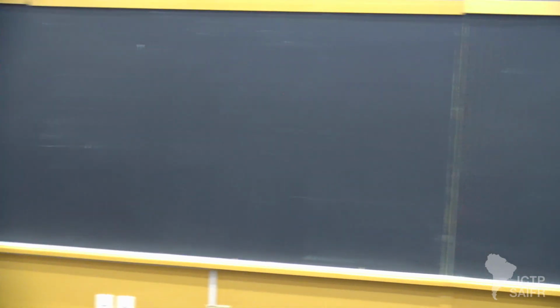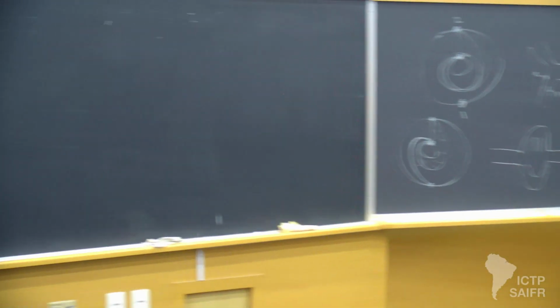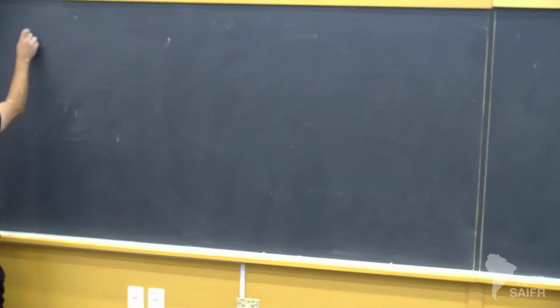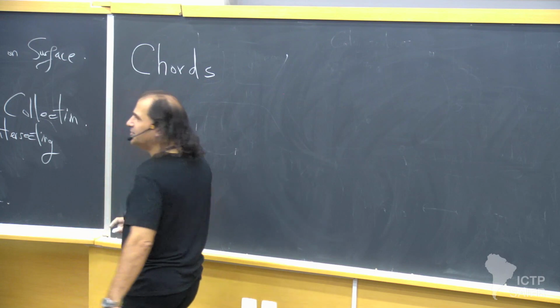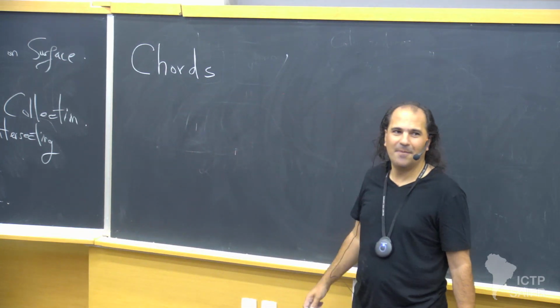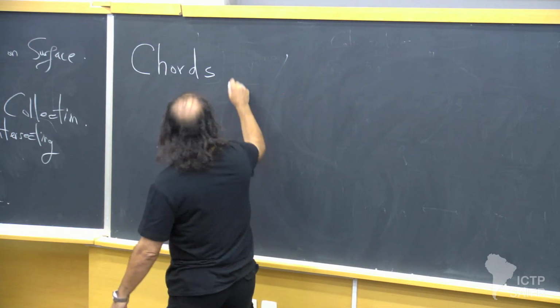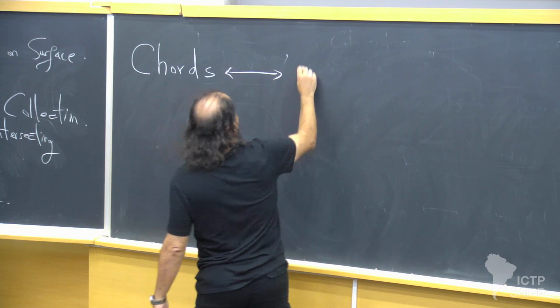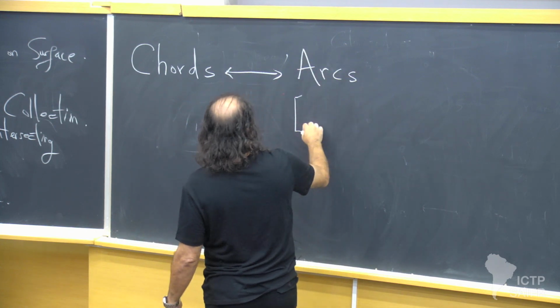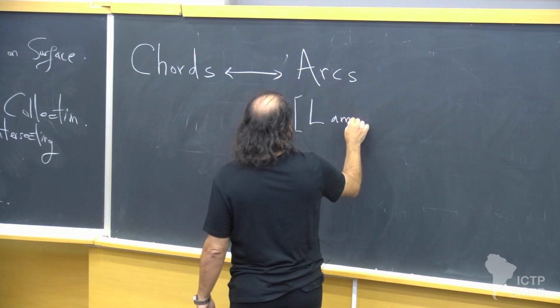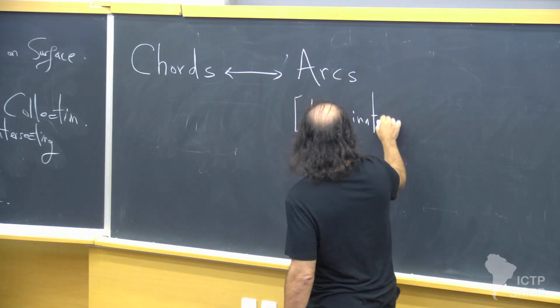But here there's a little interesting move, which is the move from what I've been calling so far chords, and none of you complained, because it was clear what I meant, to something that I'll call arcs. Again, the fancy surface people call these laminations, but I'm going to call them arcs.